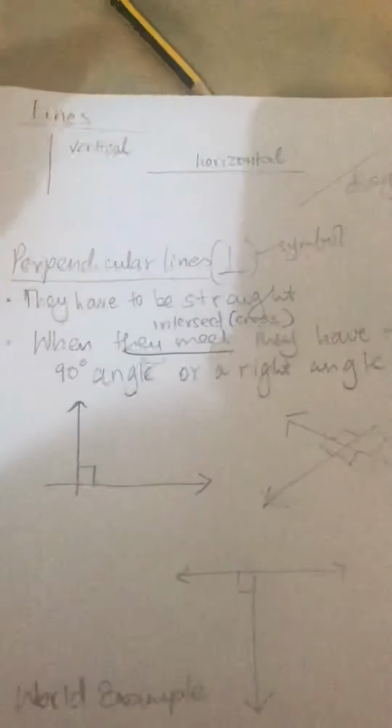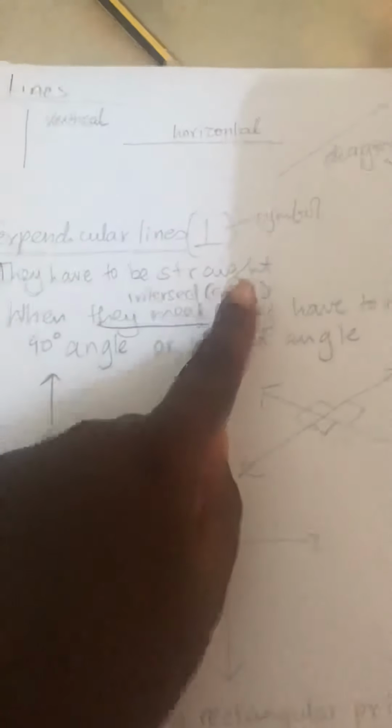Now, what does it mean for lines to be perpendicular? One very important thing is they have to be straight. They can either be vertical, horizontal, or diagonal. They are straight lines, okay? They cannot be curvy or wavy, straight, okay?